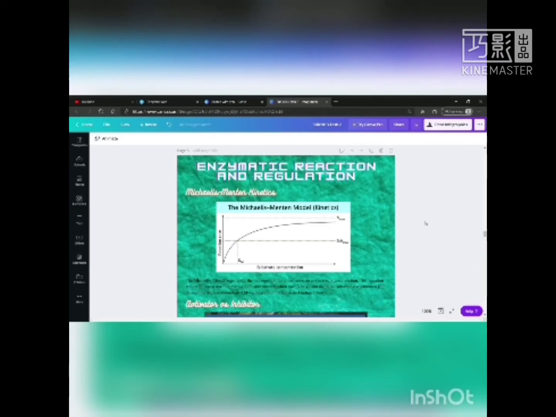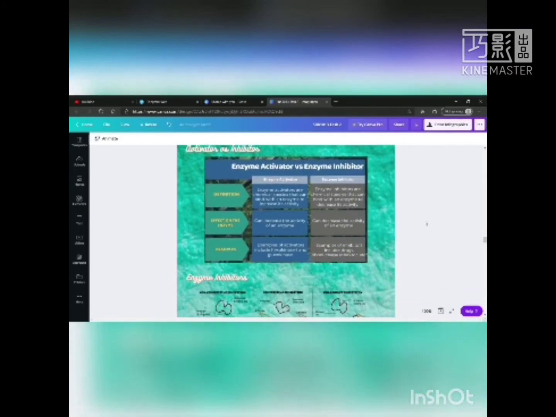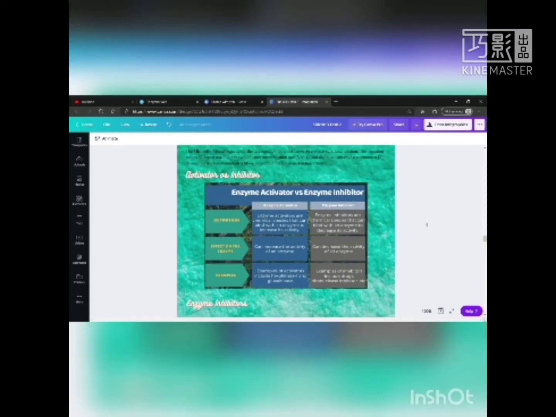We'll move along to the enzyme activator and enzyme inhibitor. Enzyme activators are chemical species that can bind with an enzyme to increase its activity, while enzyme inhibitors are chemical species that can bind with an enzyme to decrease its activity. The effect of an enzyme activator is to increase the activity of an enzyme, while the effect of an enzyme inhibitor is to decrease the activity of an enzyme. The example of an enzyme activator is glucokinase, and the example of an enzyme inhibitor is ribonuclease.